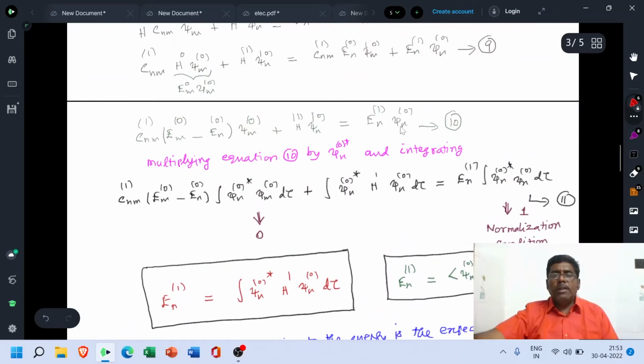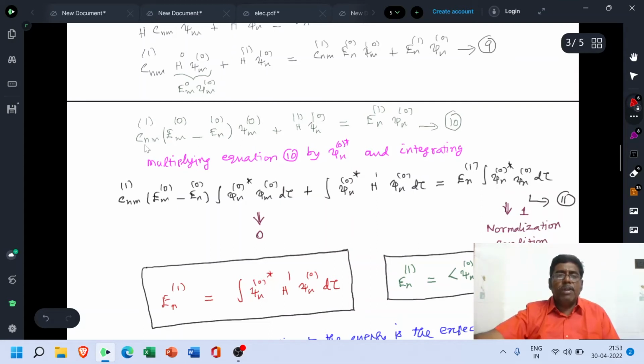En1 into psi n0, so that we have multiplied equation 10 by psi n0 star, because the integral of psi n0 star psi n0 d tau equals 1, we can get En1. But our aim is to find the value of Cnm1 in order to find the first order eigenfunction psi n1 equal to Cnm1 into psi m0. We have to calculate this, so we should maintain this value of Cnm1, which is multiplied by psi m0.